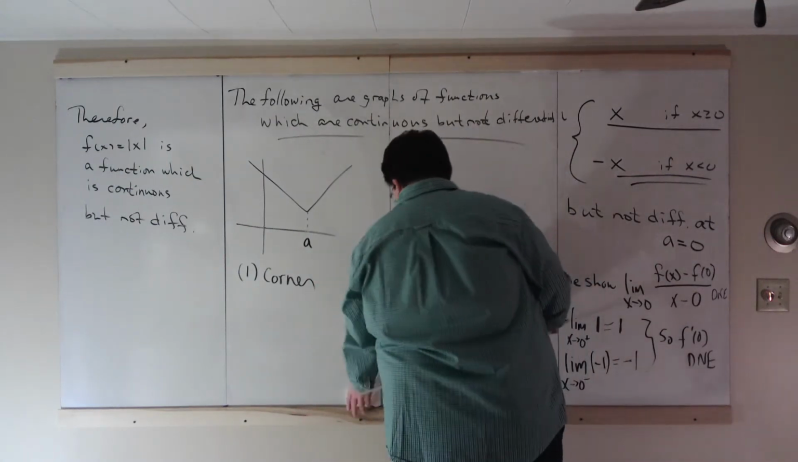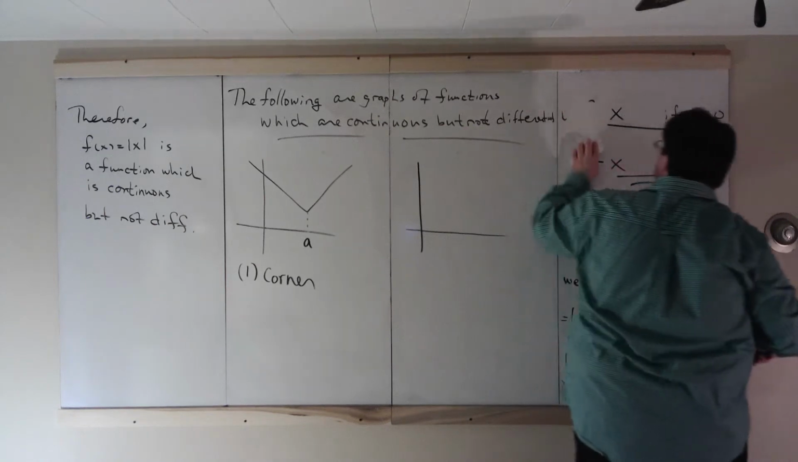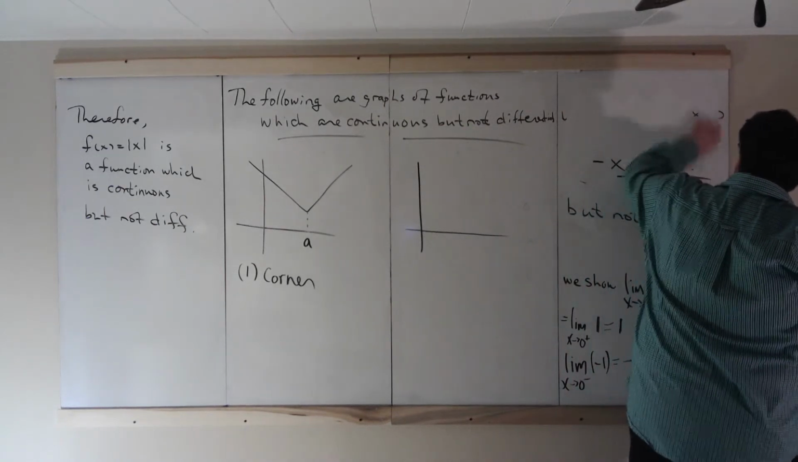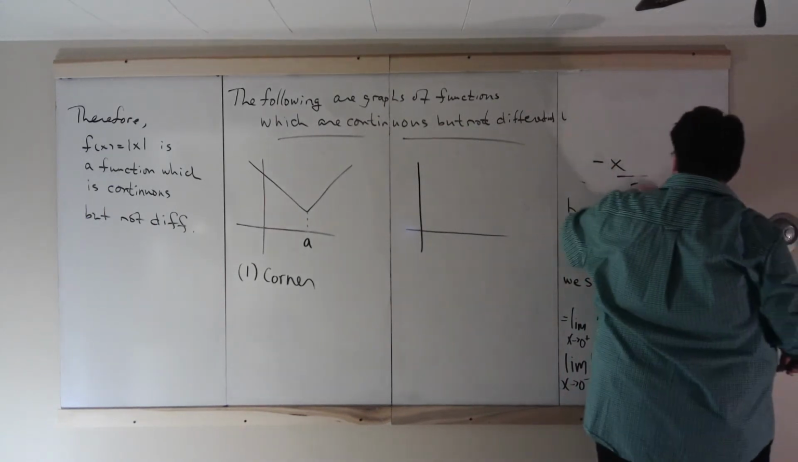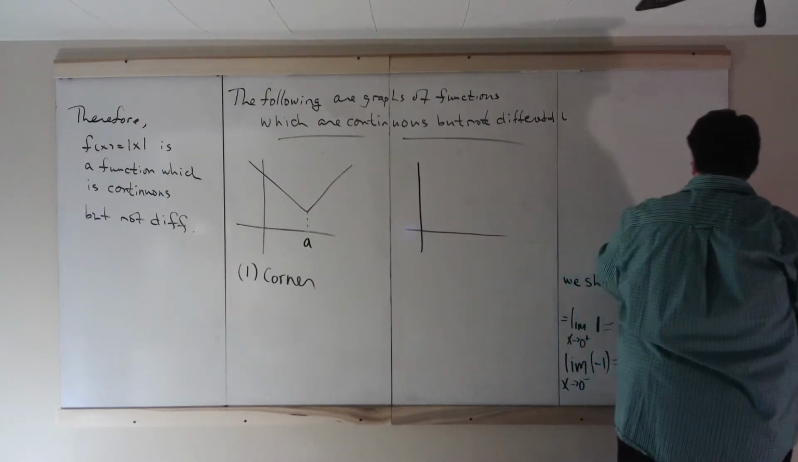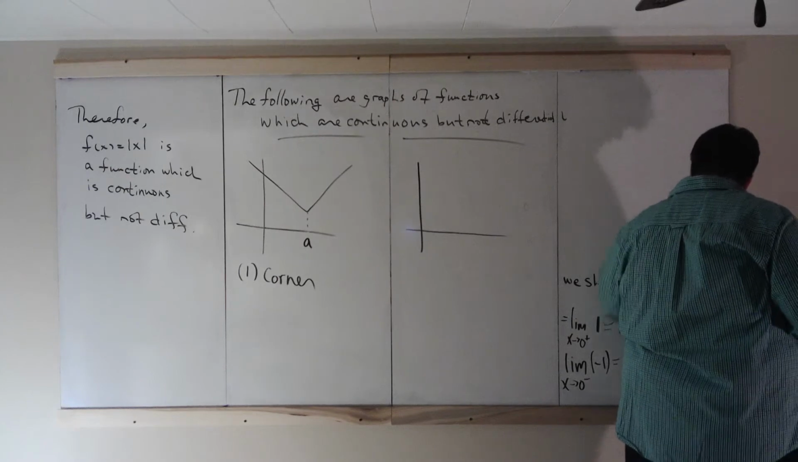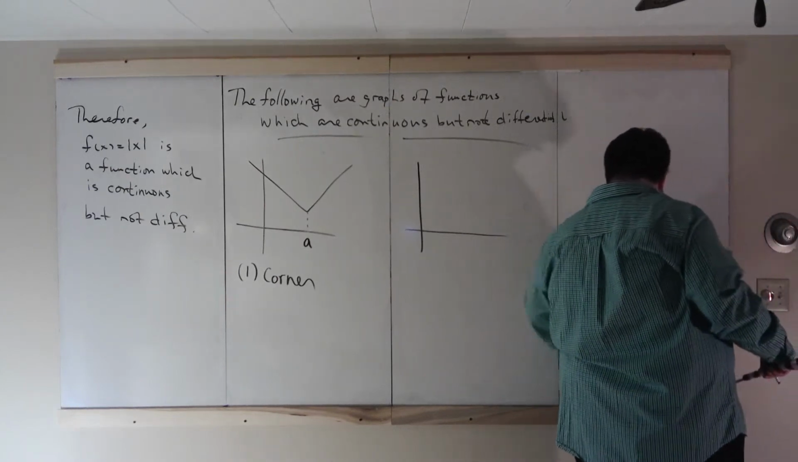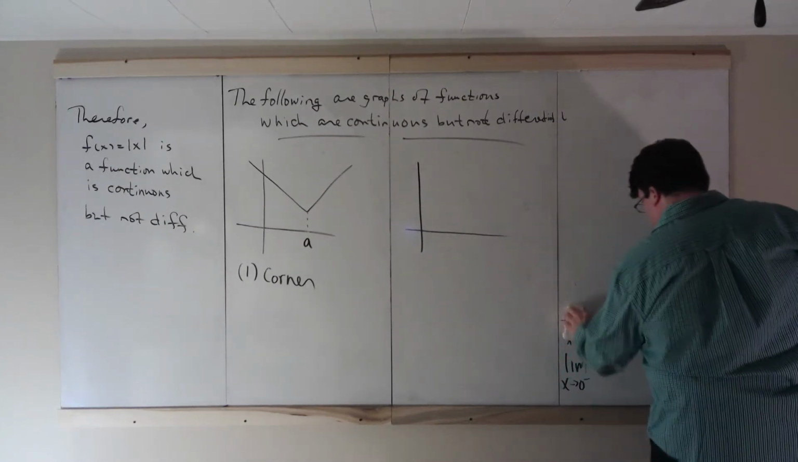But there are two other types of curves which are continuous but not differentiable. That corner point, or that function, is continuous at that corner point because we could draw without lifting our writing implement.